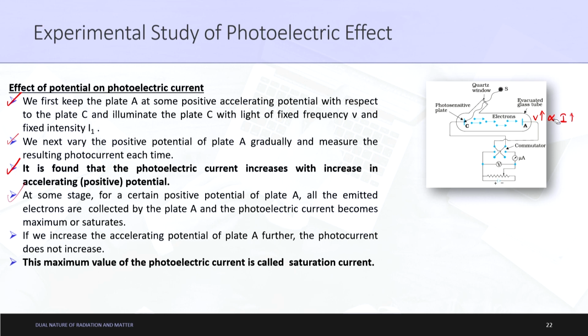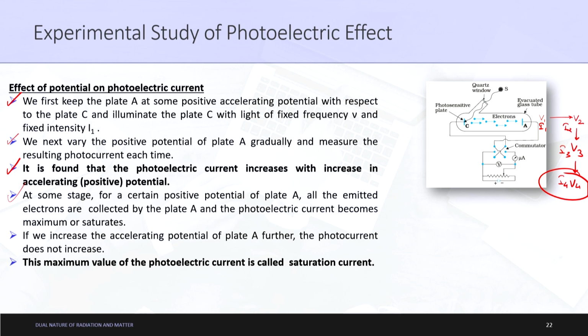So what is the complete procedure? Let us say there is some voltage V1, we increase it to voltage V2, then V3, then V4. At these points V1, V2, V3, V4, we get the currents I1, I2, I3, I4. At some certain positive potential, the amount of electrons collected by the plate becomes saturated.